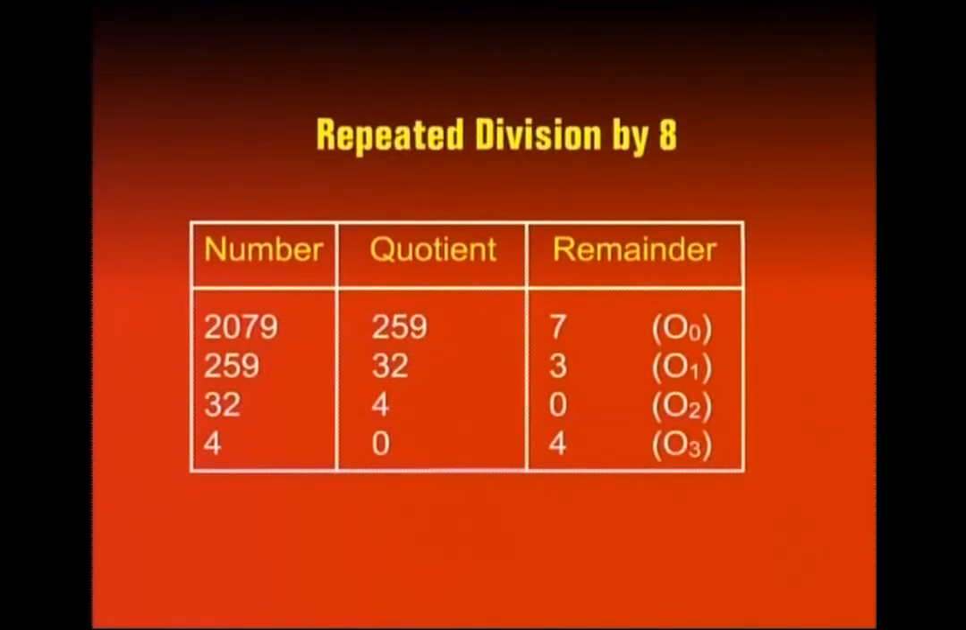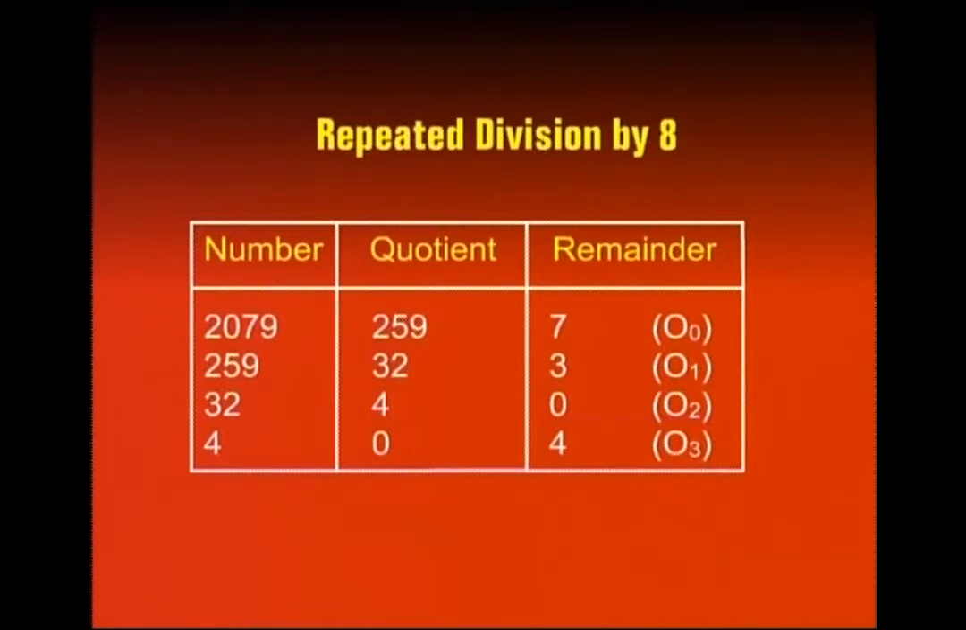Now let us consider the conversion of a decimal number into an equivalent octal number. The decimal number is 2079. It is divided by 8, which results in a quotient value of 259 and the remainder 7. The remainder 7 is noted, and the quotient 259 is divided by 8. 259 divided by 8 results in a quotient value 32 and a remainder value of 3. The remainder 3 is noted, and the quotient 32 is divided by 8.